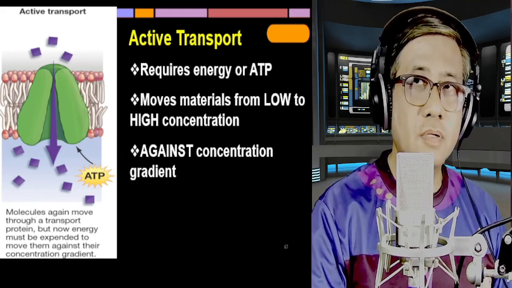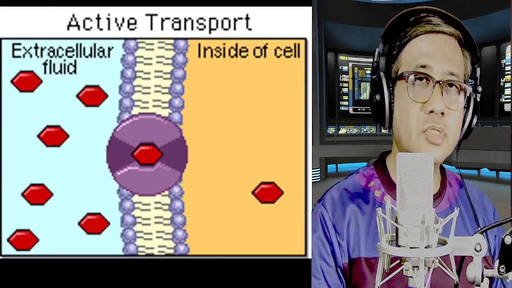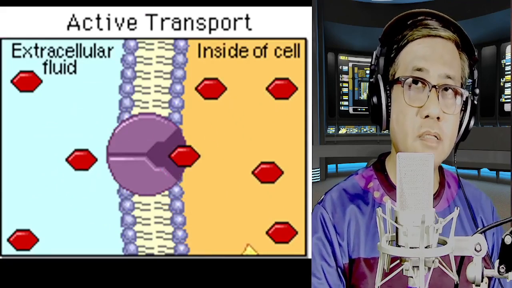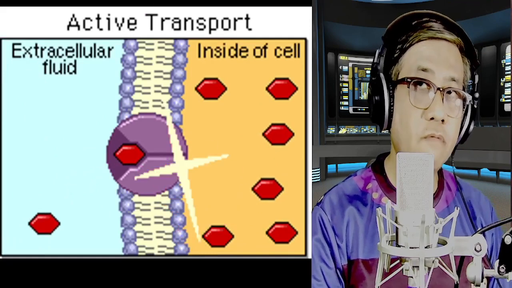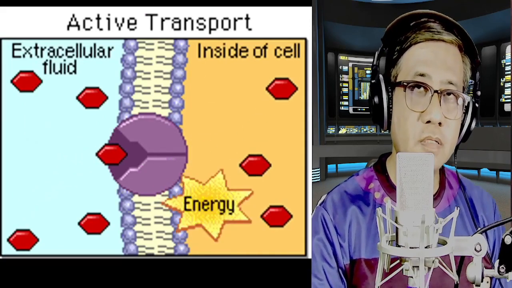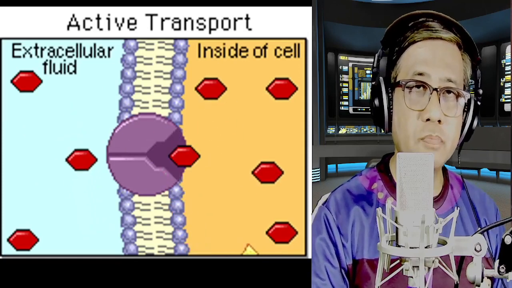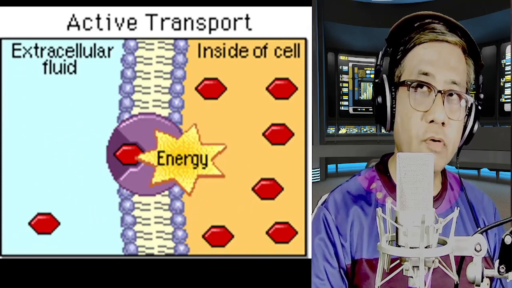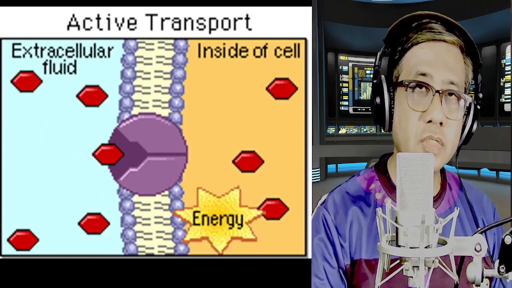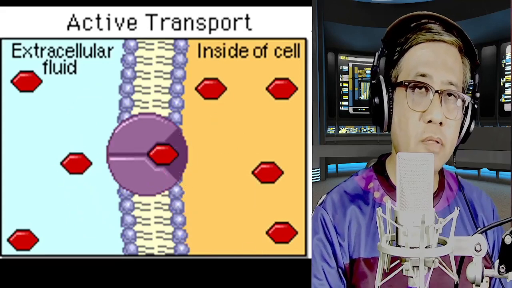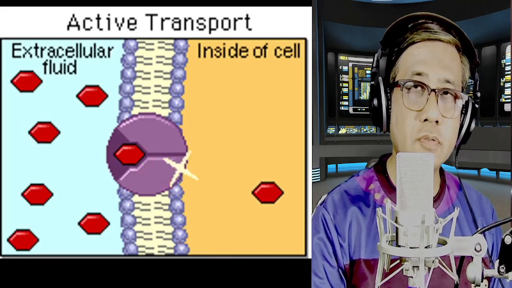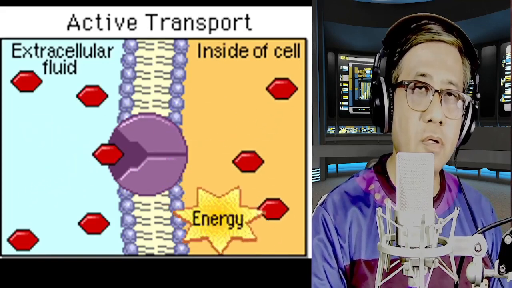So let's take a look at this animated illustration showing active transport. Just like in facilitated diffusion, active transport involves transport proteins. But unlike facilitated diffusion, active transport uses energy from ATP. These transport proteins require energy from ATP in order to transport molecules from a region of low concentration to a region of high concentration.